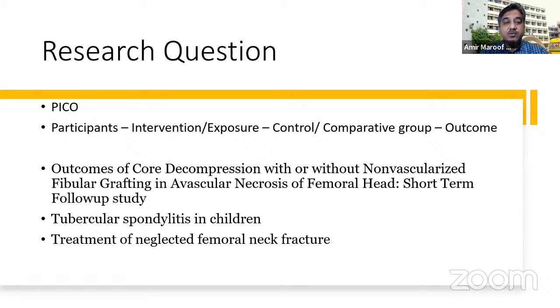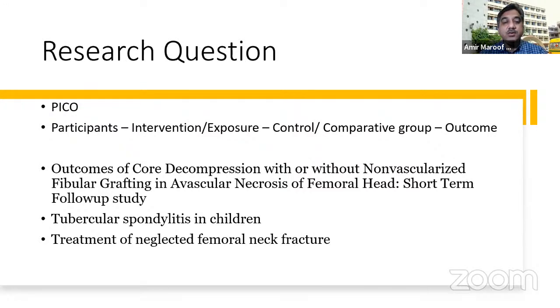Now, the second example, if you see, tubercular spondylitis in children. Now, this particular sentence that you are seeing, can you identify participants? Can you identify intervention? Can you identify comparator group? Can you identify the outcome? So it is difficult. We are not identifying these things. What we are identifying is only the participants, that is children, and we are identifying the outcome, that is tubercular spondylitis. So this also is correct.